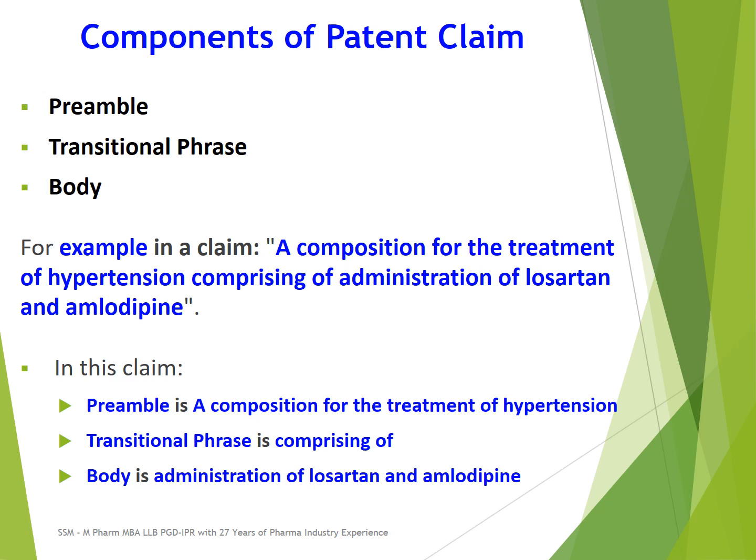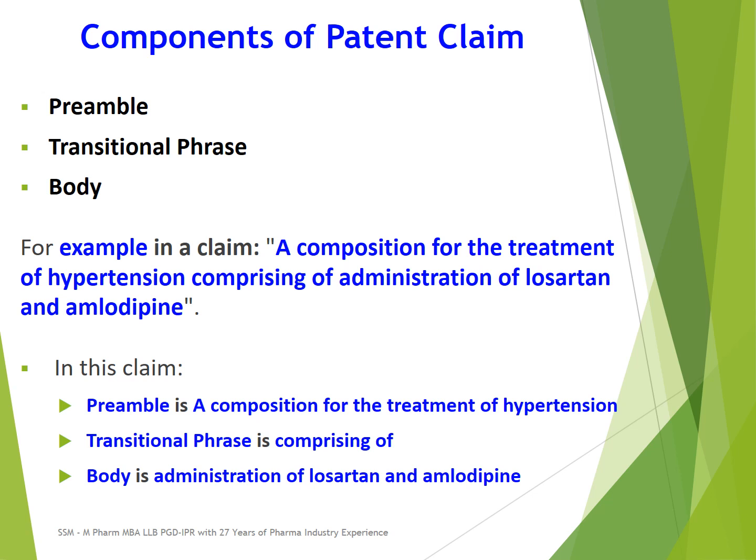Now coming to components of patent claims, or parts of a patent claim. Basically, if you read the claim, you will find three parts: preamble, transitional phase, and body. Let us understand with an example.